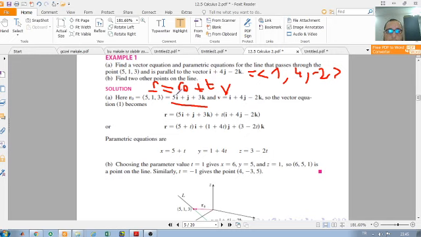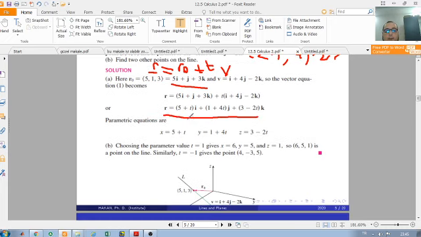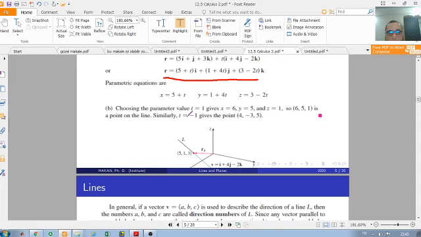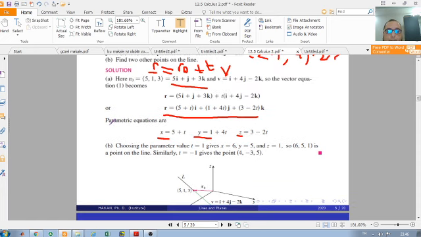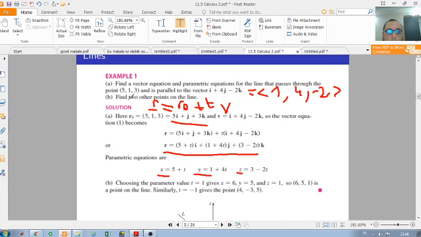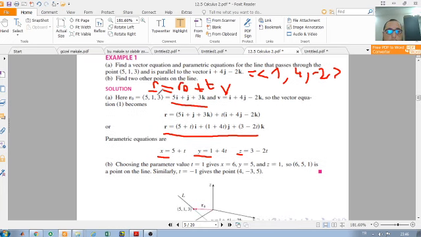So the vector equation can be found easily by writing the given quantities into the formula r0 plus t times v. So we obtain a vector equation, and from here we can see easily the parametric equations. The first component is x, the second component is y, and the third component is z. Okay, easily.